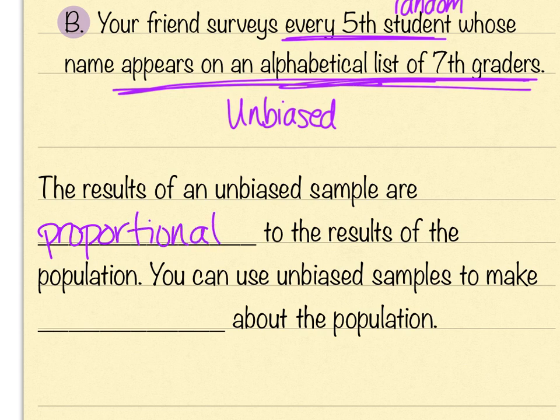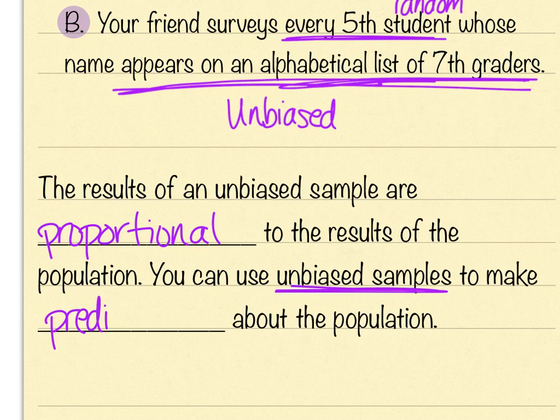Gosh, we've done so much with proportions this year. The results are proportional to the results of the population. You can use unbiased samples, have to be unbiased. Unbiased is good. You can use unbiased samples to make predictions. That's what we do with proportions.